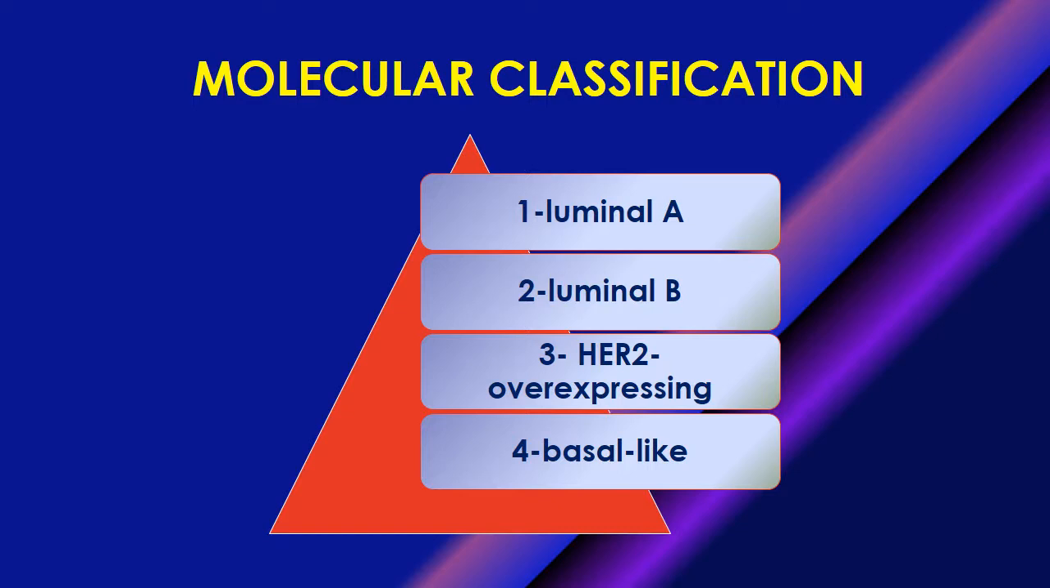The third type is HER2 enriched. The majority overexpress HER2 and do not express ER. Fourth and finally, basal-like, the majority by gene expression are ER negative and HER2 negative.